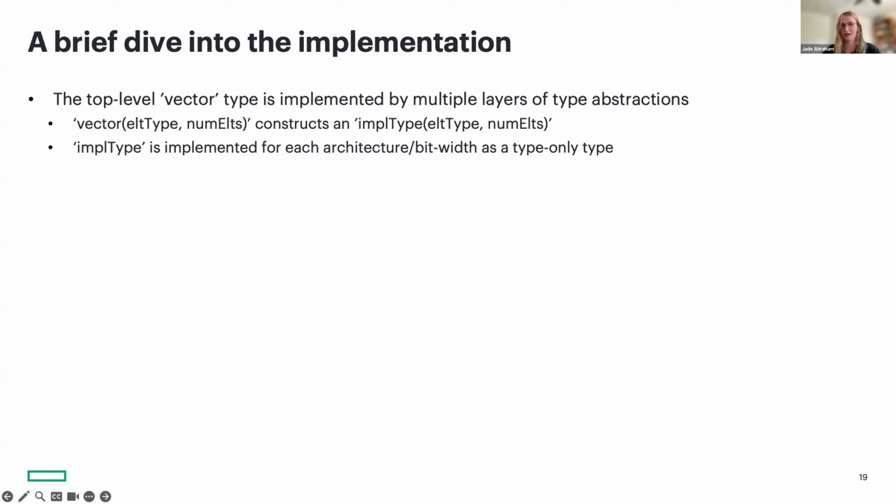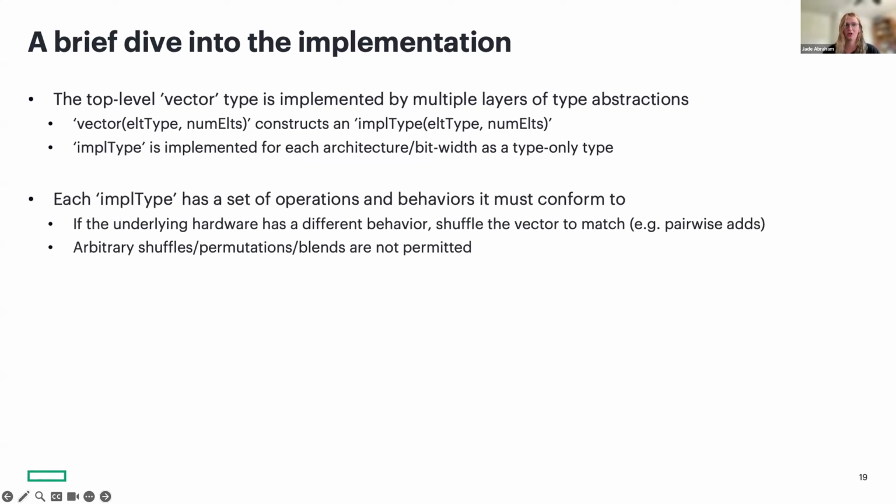So there's the top level vector type, and that converts into a lower level implementation type. And that implementation type gets implemented for every architecture, every bit width, and I've basically stamped out every operation. So each implementation type has those operations, and I've defined a set of behaviors that it must conform to. This is how you get portability. We wrap the underlying operations so that you get consistent behavior across platforms.